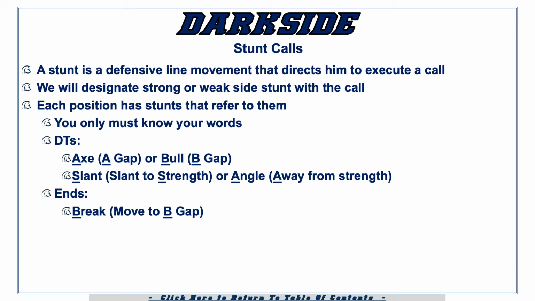So like our blitzes, our D-line stunts direct you to execute a call. It's not something you do on your own. It's something you do when you're told, because if you go to a gap that you're not supposed to, the linebacker can't fit in. So we will designate strong or weak side with the call. A sample call would be 31 axe strong, which means the strong side D-end is going to the A gap. There are key terms in here, and you can see they're underlined. When it says axe, that means somebody's going to the A gap. When it says B, that means somebody's going to the B gap, but that's for the DTs. So the reality is if you're an interior lineman, you only have to know a couple words, and they're all cued like that.